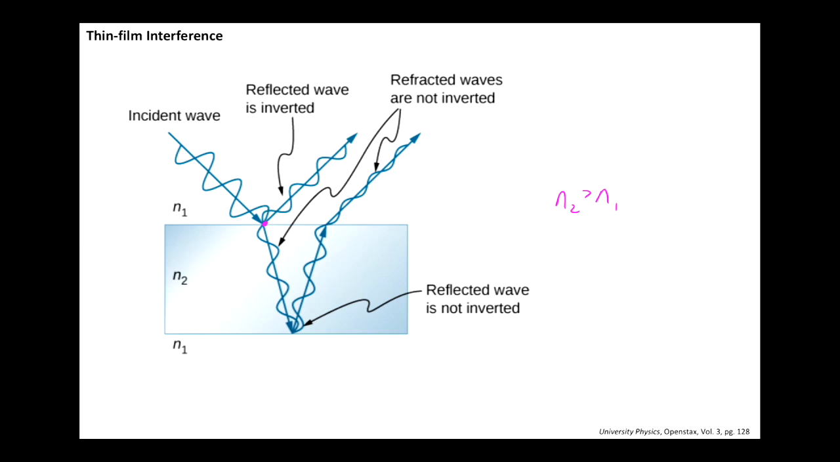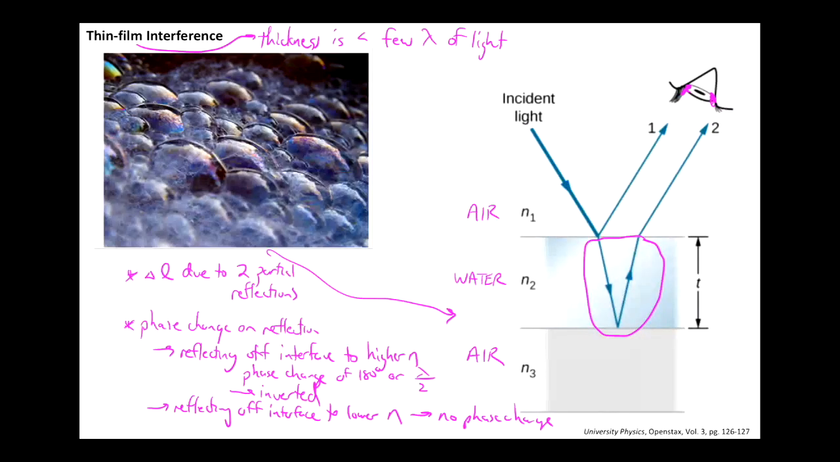On the other hand, here at the bottom, it's trying to go from higher index of refraction into lower. So when it bounces, it doesn't get inverted, all right? So we have to consider both of these effects at the same time. If we go back to this previous slide, we have to consider both of these when trying to determine whether the two rays are in phase or out of phase when they hit our eye. Yeah. So it's like an extra level of difficulty from what we've done before.